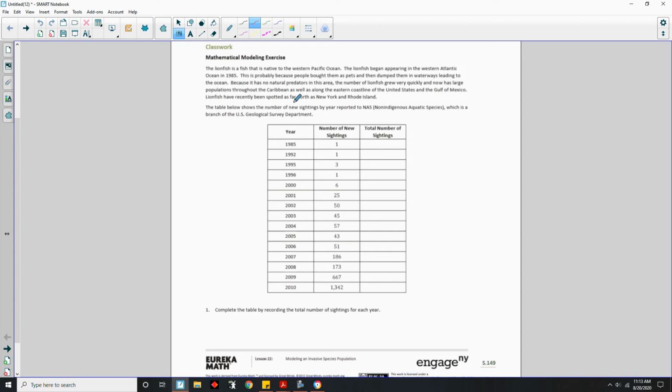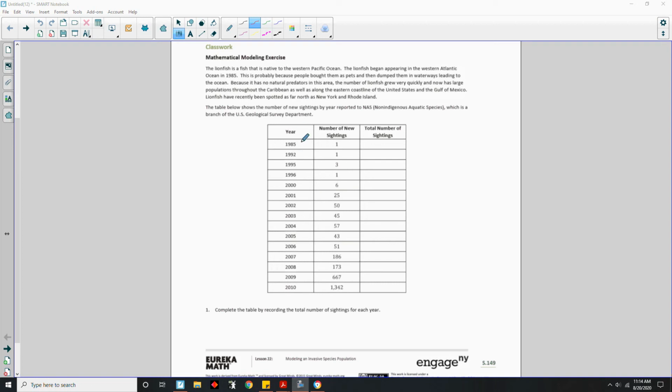The table below shows the number of new sightings by year reported to NAS, Non-Indigenous Aquatic Species, which is a branch of the U.S. Geological Survey Department. Okay, so this table started in 1985 and it goes all the way to 2010. Number of new sightings in 85 was 1, in 92 there was 2, and in 95 there was 3, and so on, and so on, and so on. So they want us to fill in this table.